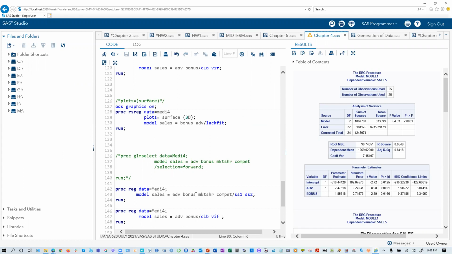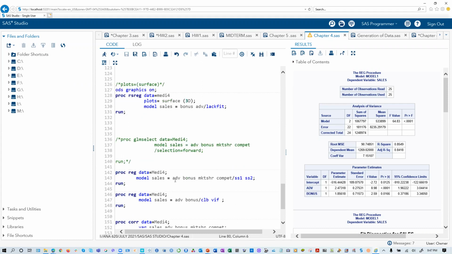That means they are trying to interact among themselves while they were individually interacting with the sales. You can find the correlation between sales and advertising, sales and bonus, sales and market share, sales and competition. On the other hand, you can find the correlation between advertising and bonus, advertising and market share, advertising and competition. If there is any big impact from these correlations among the regressor variables, that has to be tackled. That's what we call multicollinearity.